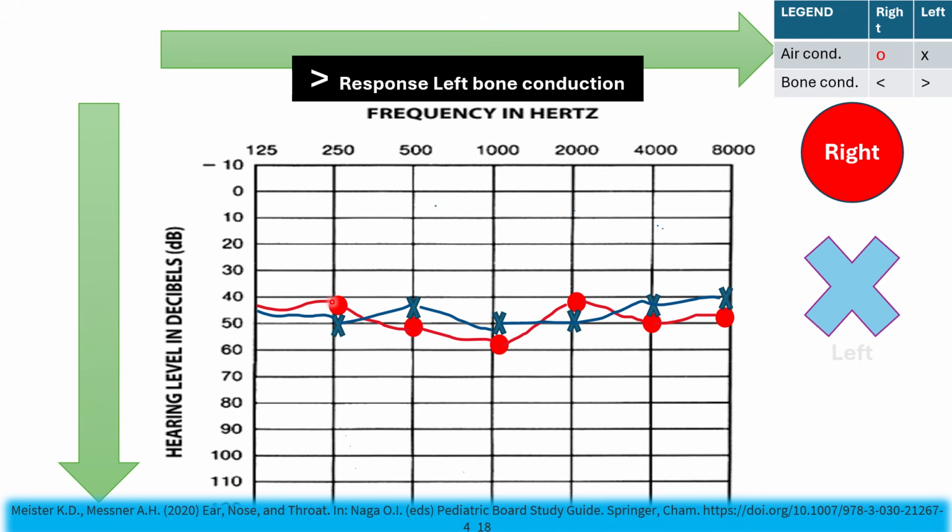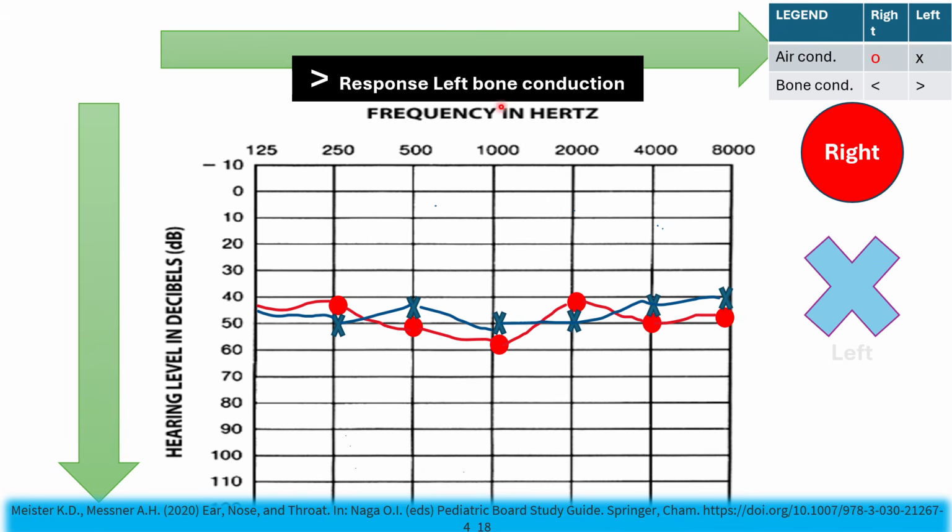This audiogram shows moderate hearing loss from the right ear between 40 and 50 decibels, and also moderate hearing loss between 40 and 50 decibels from the left ear, as you see with the X. So the red is the right ear and X is the left ear, and it is a moderate hearing loss between 40 and 50 decibels. The question now: is it sensorineural hearing loss or conductive hearing loss? To answer this question, we have to perform a bone conduction test. The bone conduction test will differentiate if this is a sensorineural hearing loss or conductive hearing loss.